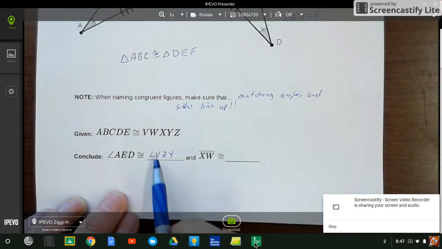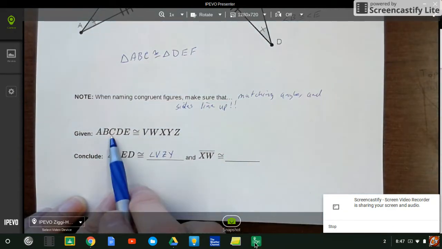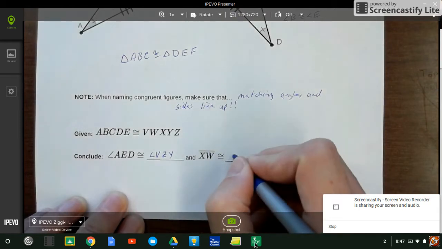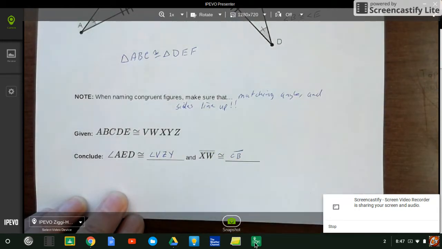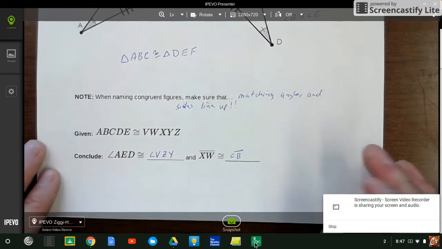You can actually just match them up, or YZV. Angle XW will be the same as CB, or side rather. Okay, so you're just sort of matching up the letters and making sure you know what's what.